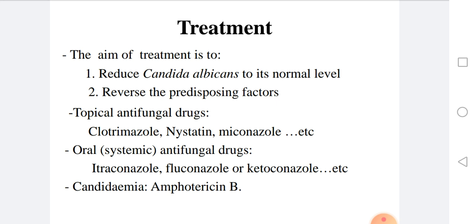In cases of onychomycosis and topical treatment failure, you can resort to oral, that is to say systemic antifungals like itraconazole, fluconazole, ketoconazole, and other systemic antifungal drugs. In case of candidemia, you can give a potent antifungal drug, which is amphotericin B. This drug is given intravenously.